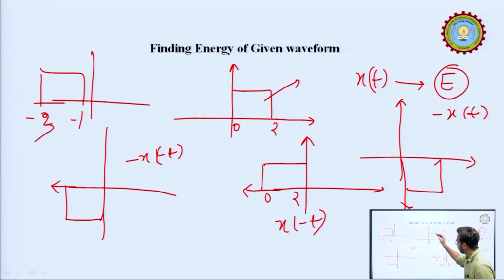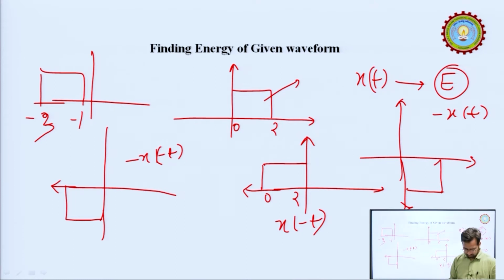Why? Because in all the cases, see what is energy? Area upon time. So, until and unless you change the time duration or you change the area, the energy is not going to change. So, in all the 5 operations, the value of energy remains the same, because the area has not changed. From here we can conclude that energy calculation is independent of time shifting, time reversal, amplitude reversal and others.